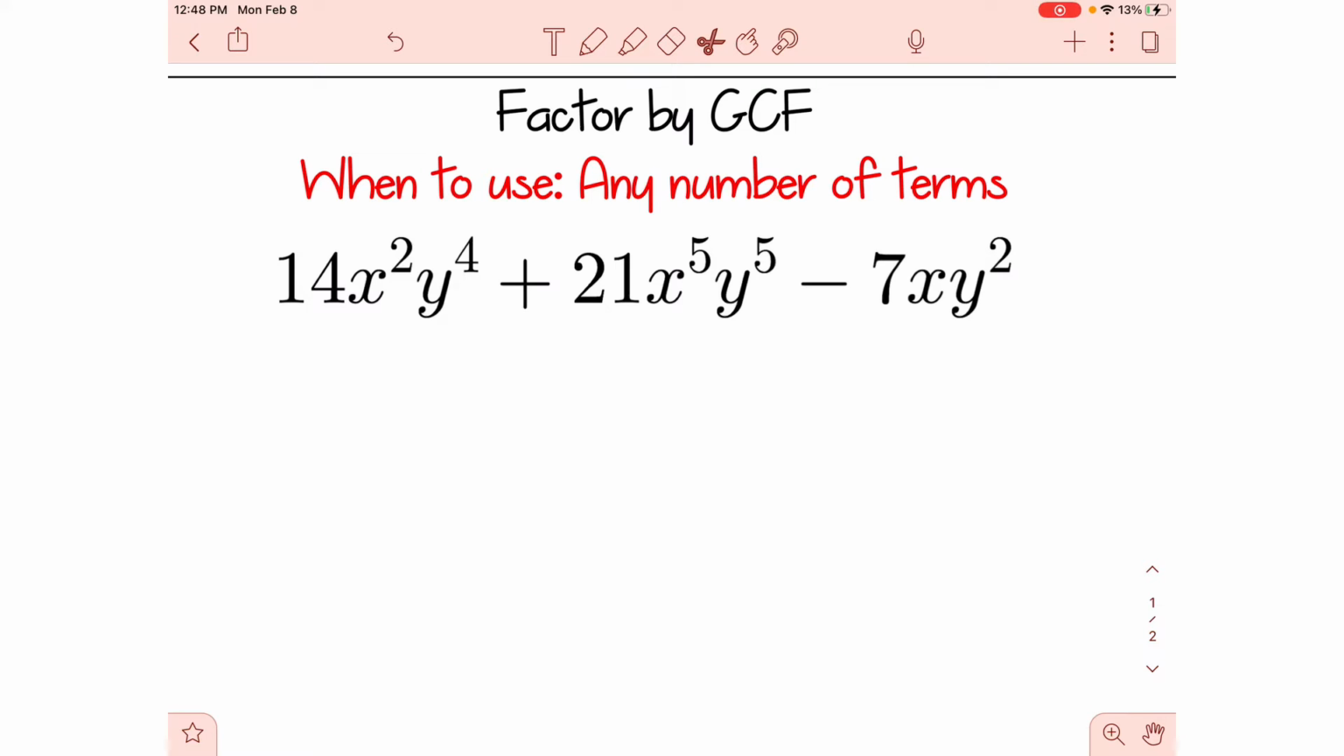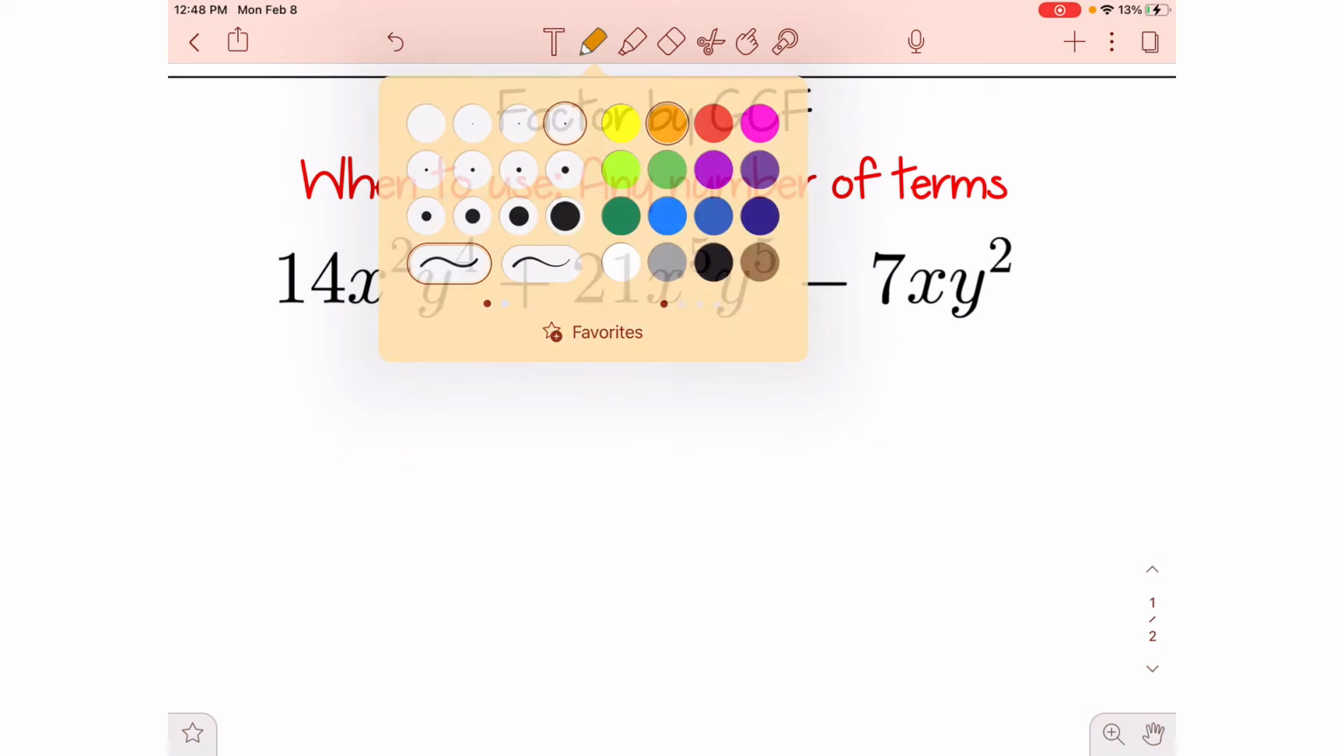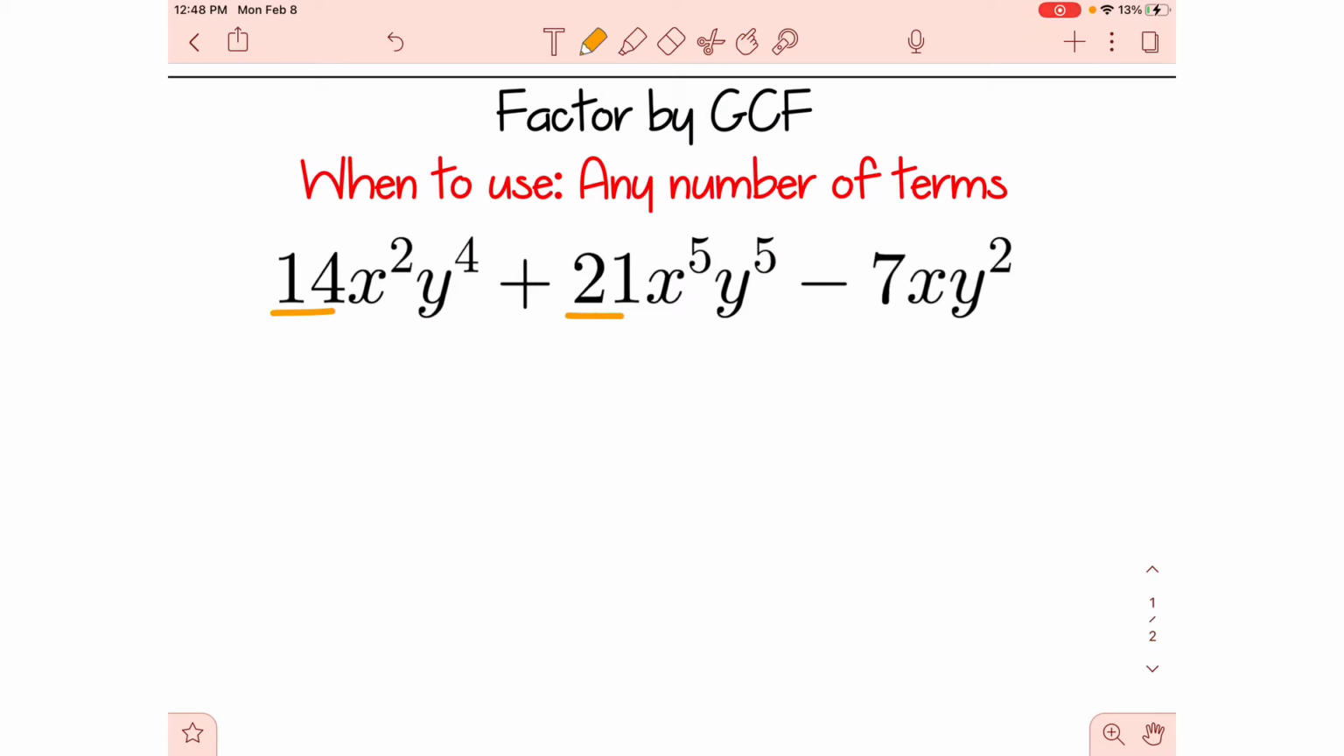Hello, so here is a quick example of factoring using the greatest common factor. So here is an example, 14x squared y to the fourth plus 21x to the fifth y to the fifth minus 7xy squared. So when we look for the GCF, we start by looking at the numbers, the coefficients in front of all of the variables.